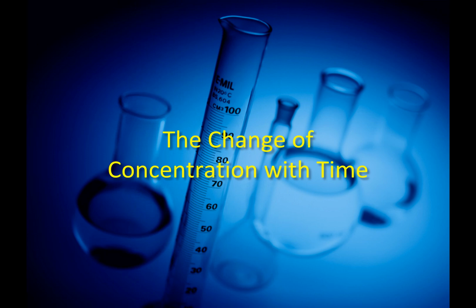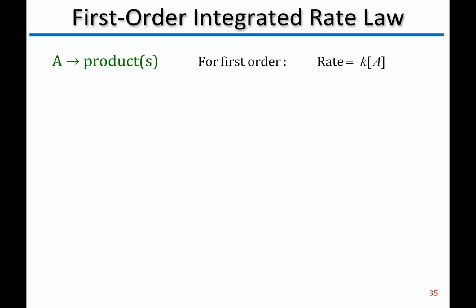In the next section, we'll look at integrated rate laws. So how do we come up with an integrated rate law, and what exactly is it used for? Well, first let's just start with the first order reaction. So we'd say that A, whatever A is, could be any reactant, goes to products. And for a first order reaction, we know that the rate is equal to k times the concentration of A.